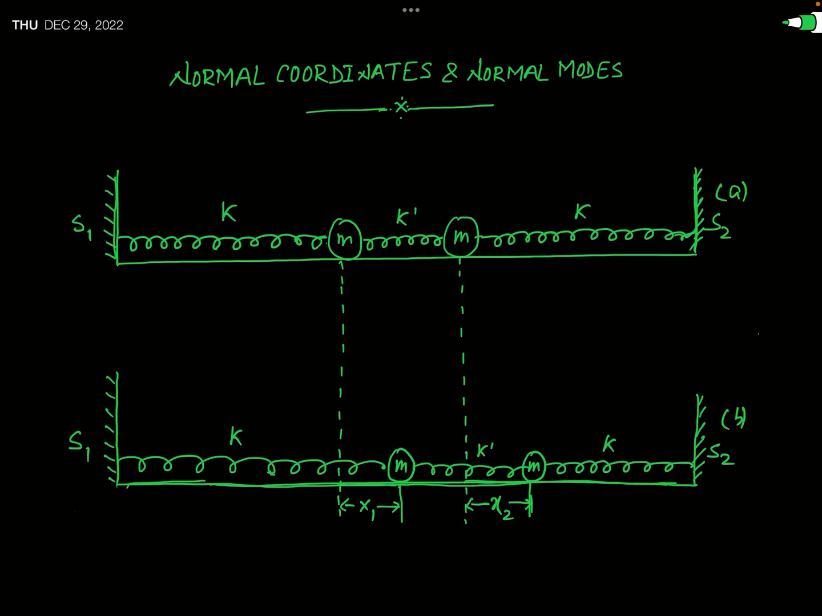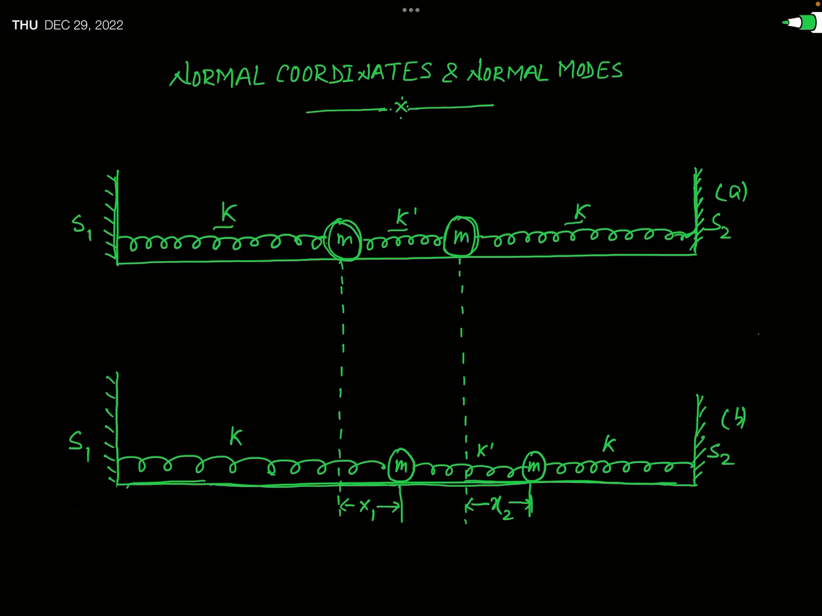You can see that a spring of spring constant K is connected to a mass M, and its other end is connected to a wall S1. Similarly, another spring having the same spring constant K is connected to another mass M, and its other end is connected to another wall S2. And both of these masses are connected by a spring of spring constant, let us say, K prime. All these things you have seen in the previous lecture.